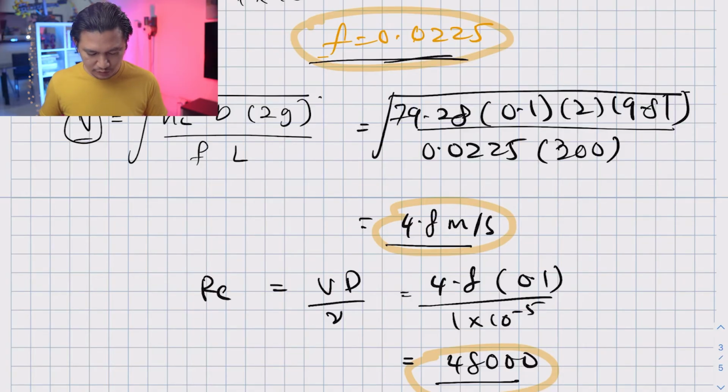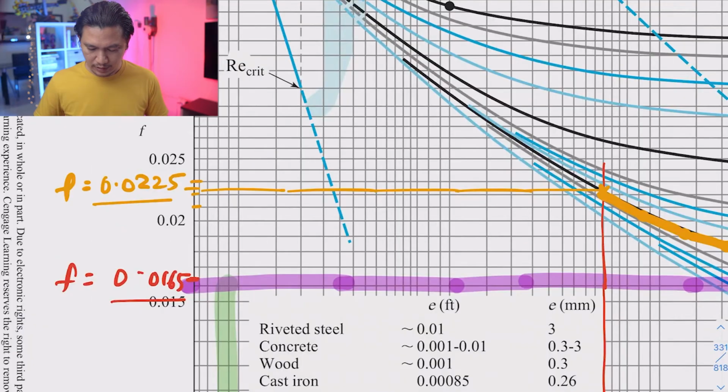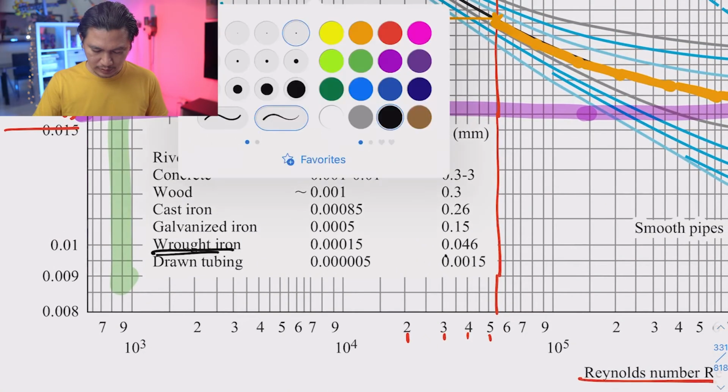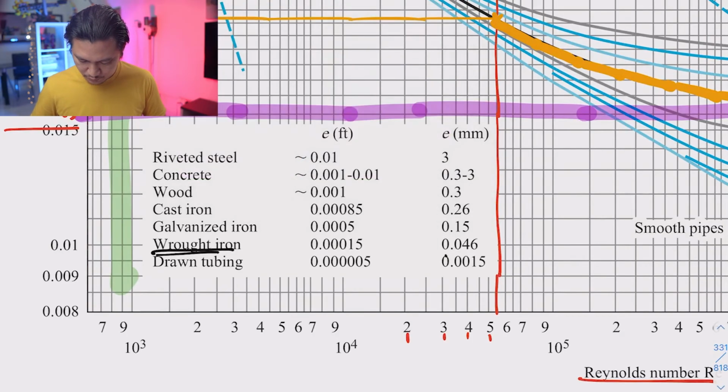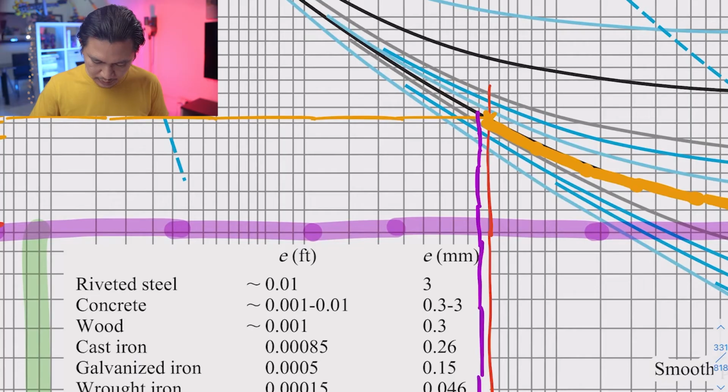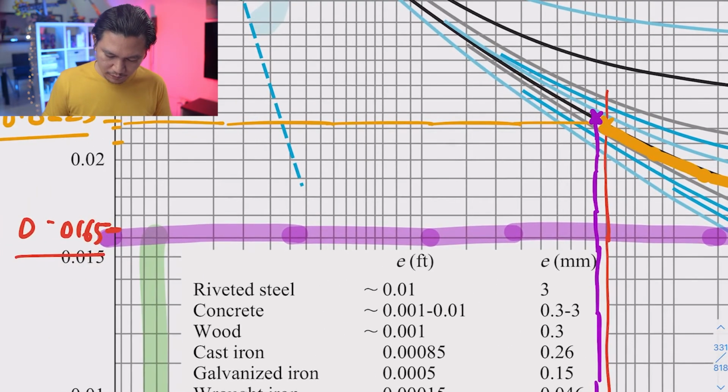Our Reynolds number is now 48,000. Let's go to our Moody chart. And 48,000 is about here. Let's use purple this time. So 48,000 should be about here. Okay, so let's draw this line and let's follow it. It is close enough to our previous assumption, okay, and it meets here. Okay, it meets at this line. So a little bit above our previous friction factor.